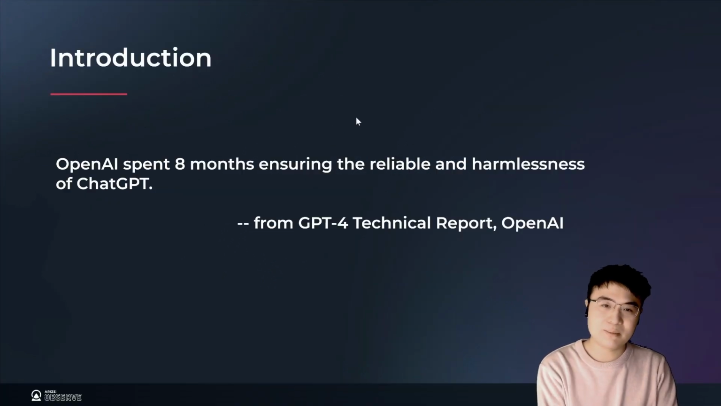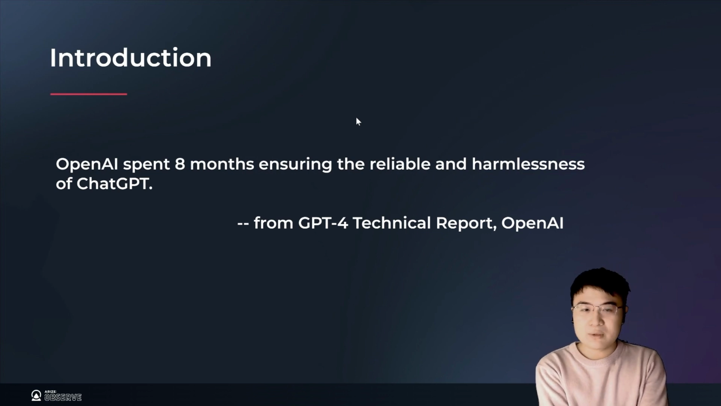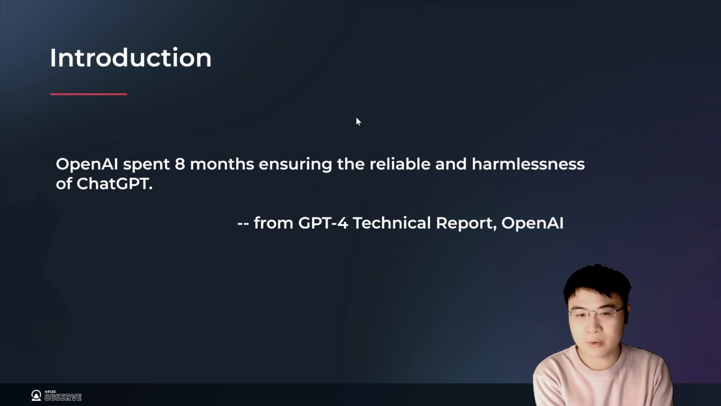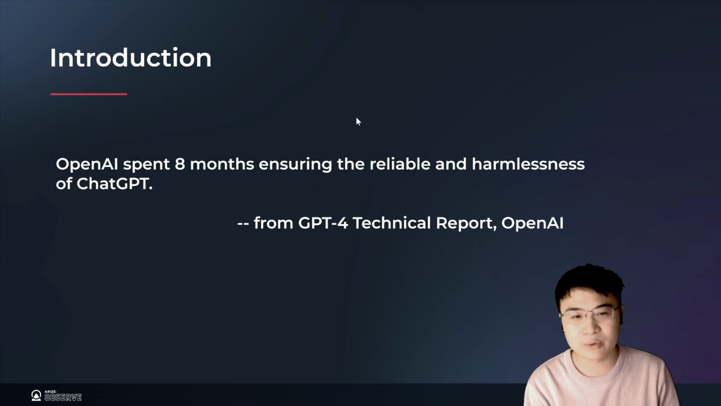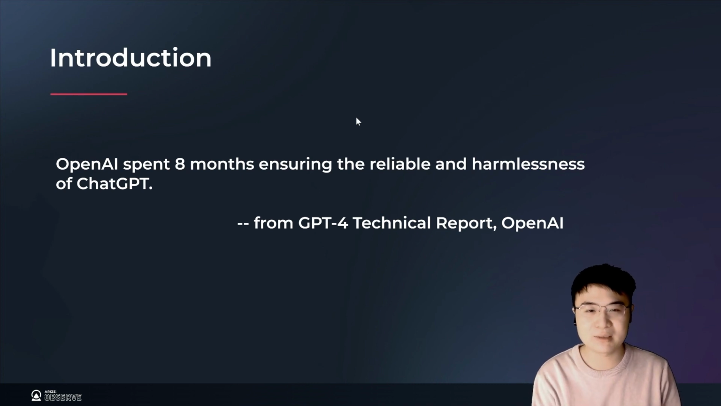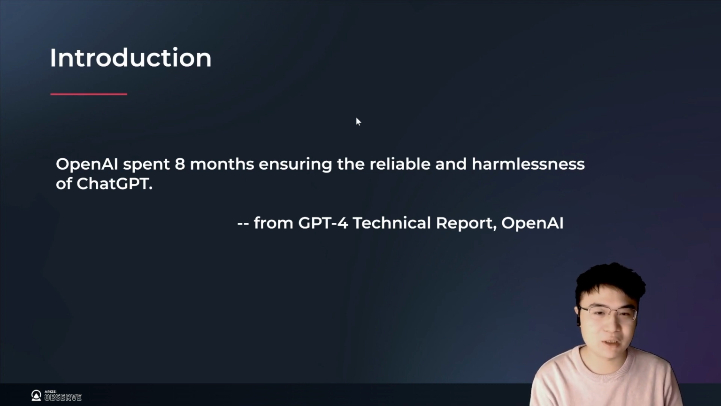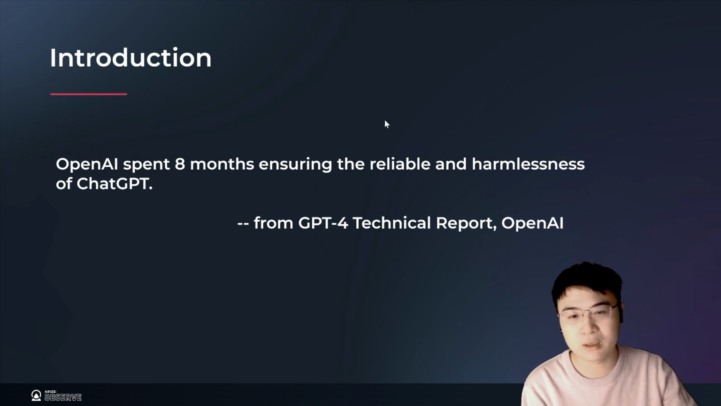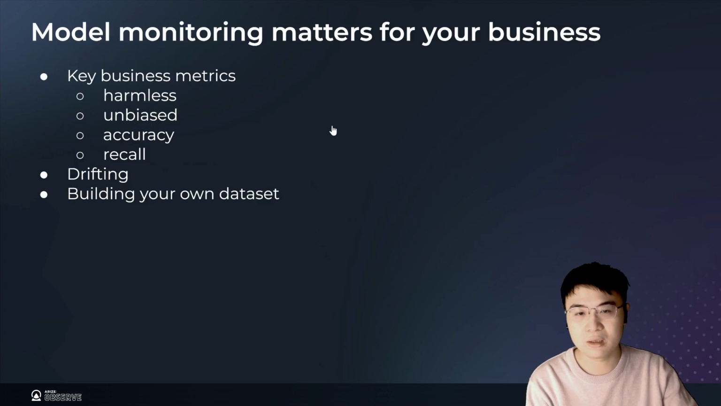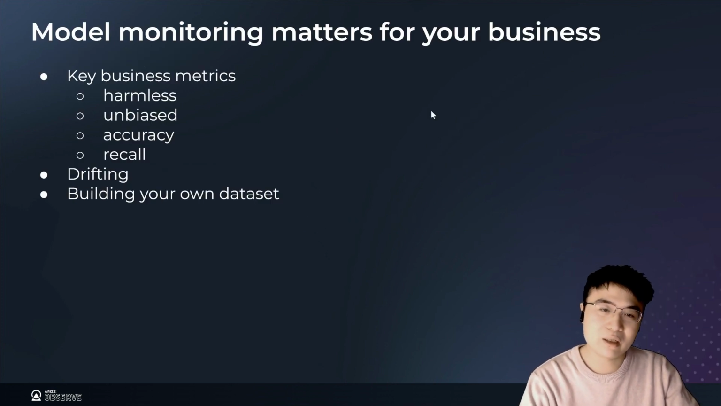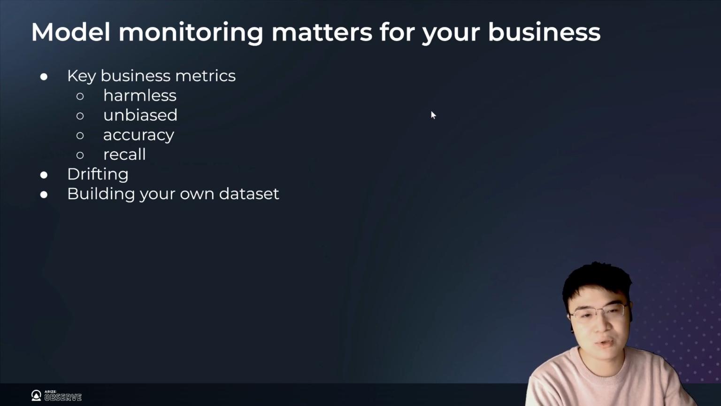At first, I guess many of you already know the truth from the GPT technical report that they spent 8 months to ensure GPT 3.5 was reliable and harmless before releasing ChatGPT. From here, we can see how big the gap is between a model and an application. We know that other than performance, OpenAI invested a lot of time to ensure it is harmless and unbiased.